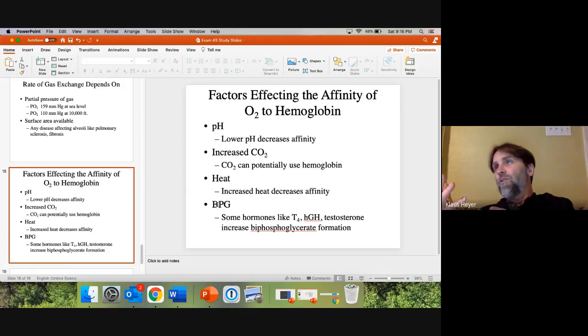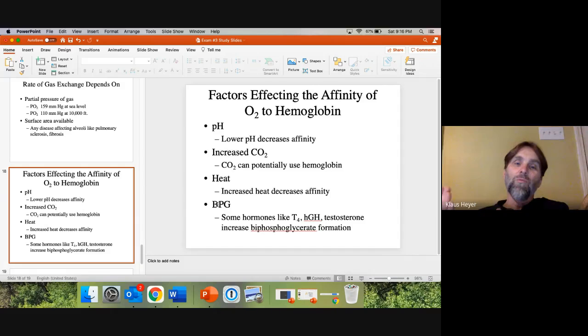So when you're ill, you need more oxygen to start going to all the tissues in your body to fight things and repair things and to make ATP. So in that case, you want it. And then this biphosphoglycerate, which you can just call BPG.